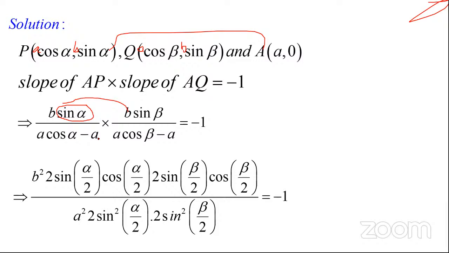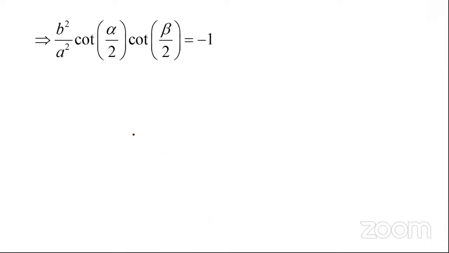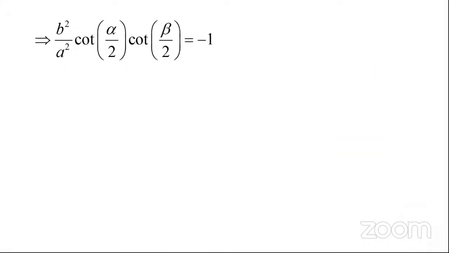So cos alpha minus 1 is nothing but minus 2 sin square(alpha/2) from the cos 2 theta formula. Next, 2 sin square(beta/2), same as usual. Then just simplify that. So b square by a square here. These two will get cancelled, and these two will get cancelled. Then sin alpha... cos by sine, so we get b square by a square into cot(alpha/2) into cot(beta/2) equals minus 1.